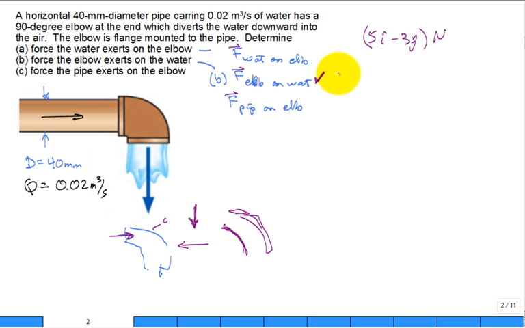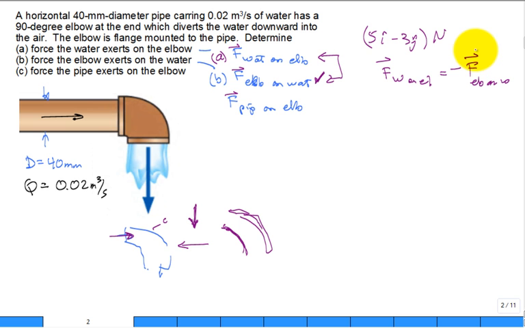So guess which ones are equal and opposite? A and B are equal but opposite. True? So if I said that the force that the water exerts on the elbow is equal to negative the force that the elbow exerts on the water, put a vector on that. Do you agree with that? Now with that, we know that A and B are not equal then.